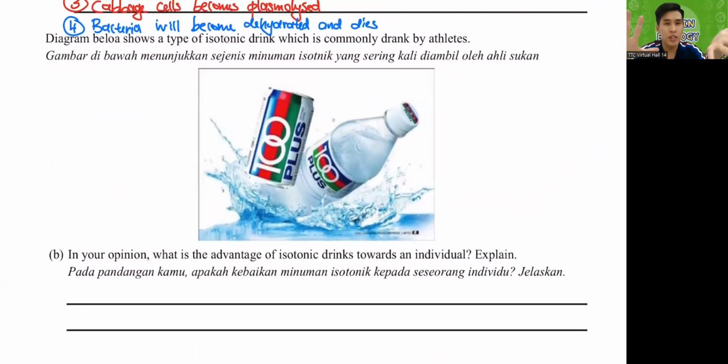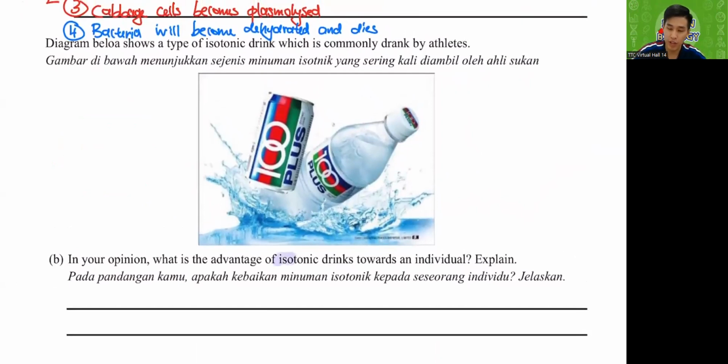Okay, come on. Next one, they say, in your opinion, what is the advantage of isotonic drinks towards an individual? So what do you mean by iso? We know those 100 plus, Gatorade, Revive, we call it isotonic drink. In this chapter, isotonic means same concentration. So this 100 plus is isotonic to what? Same concentration with your blood. Yeah, your red blood cell, your blood in general.